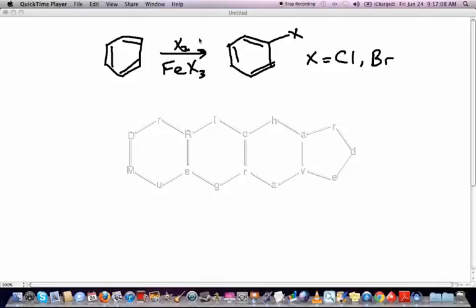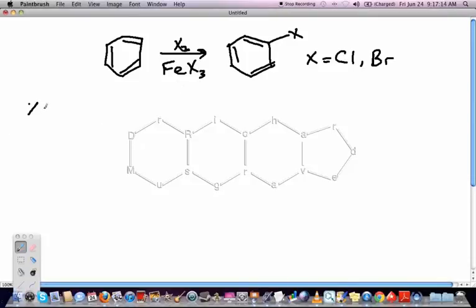And if we're using Br, then this will be Br2 and this will be FeBr3. So let's use X equals Br as our example. And if that's the case, then we'll have our FeBr3 and we'll have our Br2.